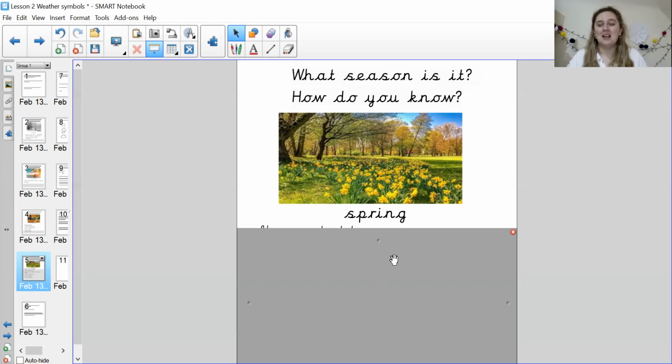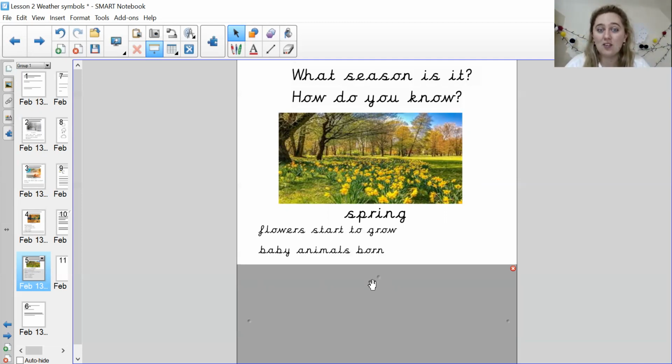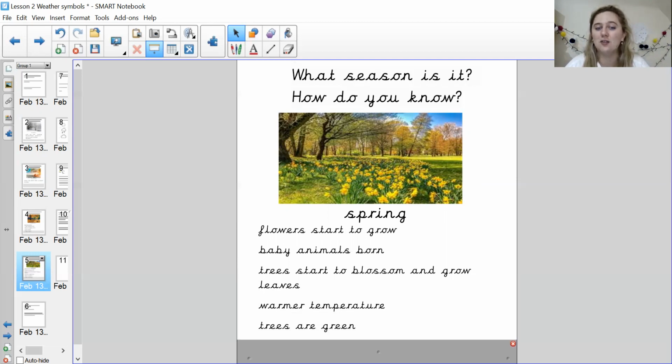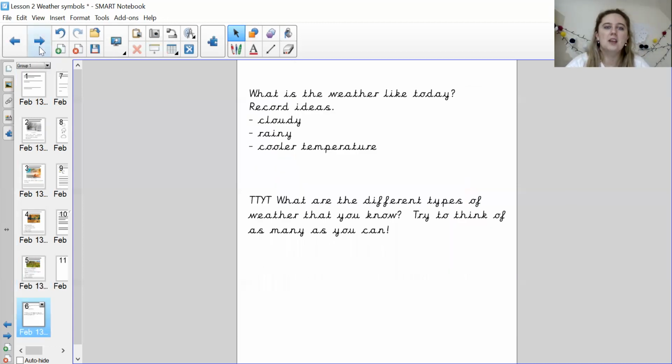to grow. And spring is when all of the flowers start to grow. Baby animals are also born in spring. Trees start to blossom in spring and grow their leaves. It gets warmer. It was definitely warmer yesterday. And trees are green in the spring. That's how you know it's the spring.